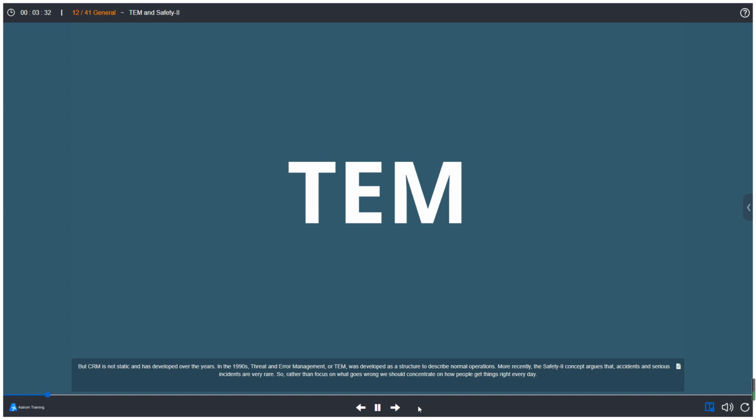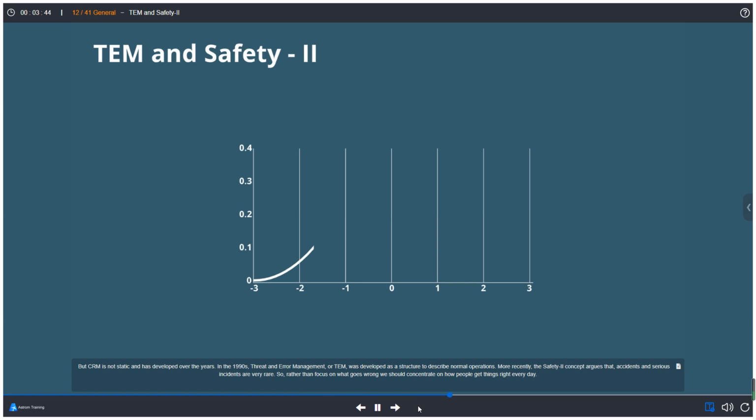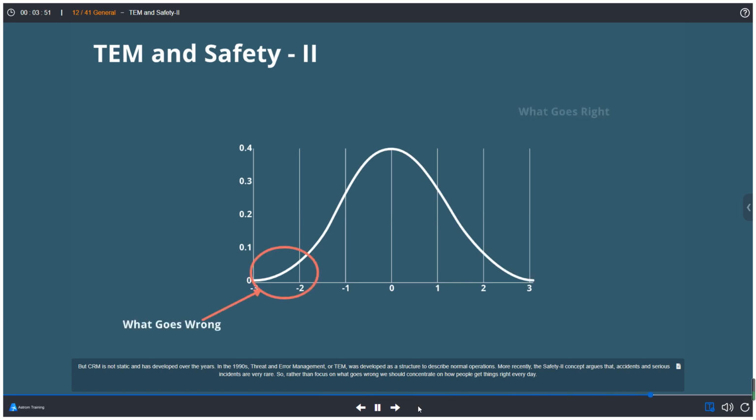But CRM is not static and has developed over the years. In the 1990s, threat and error management, or TEM, was developed as a structure to describe normal operations. More recently, the safety eye concept argues that accidents and serious incidents are very rare. So, rather than focus on what goes wrong, we should concentrate on how people get things right every day.